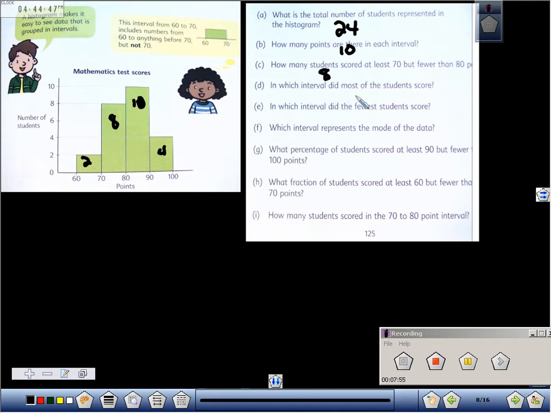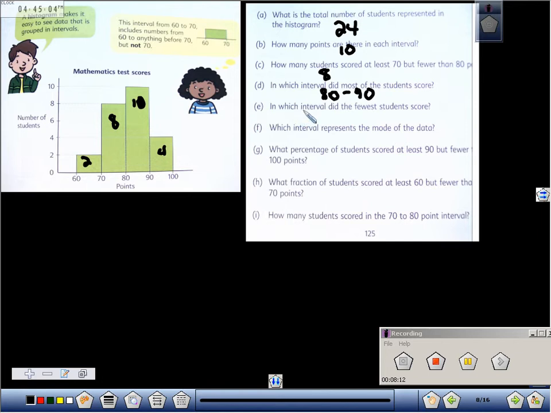In which interval did most of the students score? Each one of these sections is called an interval. The highest number is right here, which is the 10, and that's in between the 80 and 90. So you're going to put the 80 to 90 interval is where most of the students scored. And which interval did the fewest students score? Well, the 2 is where only 2 students scored, between 60 and 70.